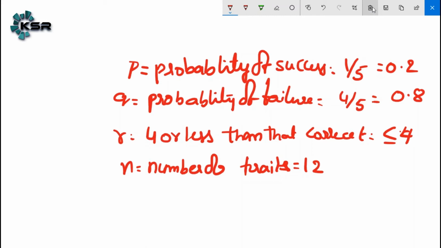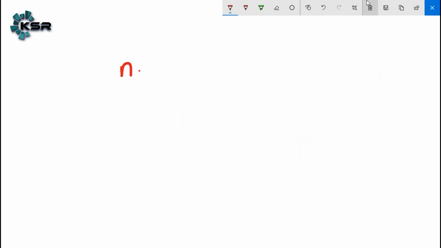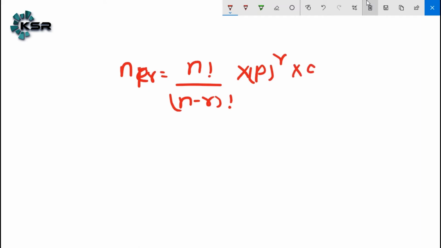So in this case, how do we perform this operation? Let's say the formula is nCr basically. Here n factorial by n minus r factorial into p to the power of r into q to the power of n minus r. This is for the binomial distribution. So basically n factorial means first is the 4 correct answers.